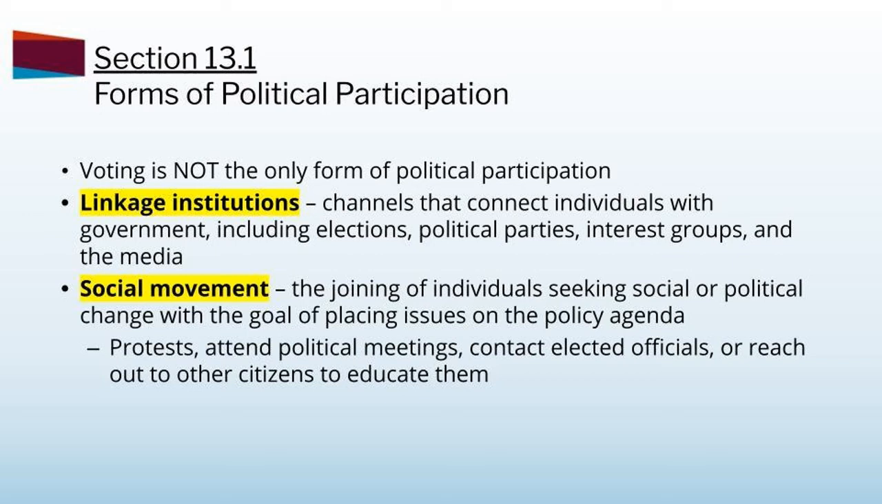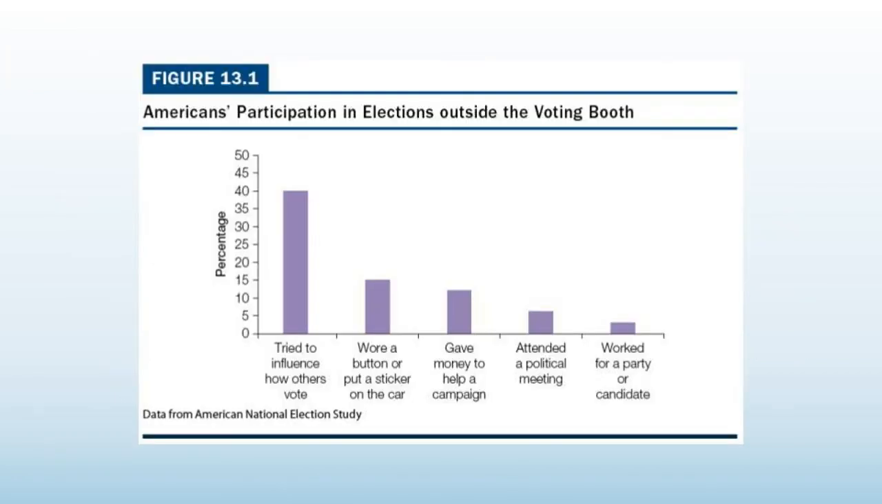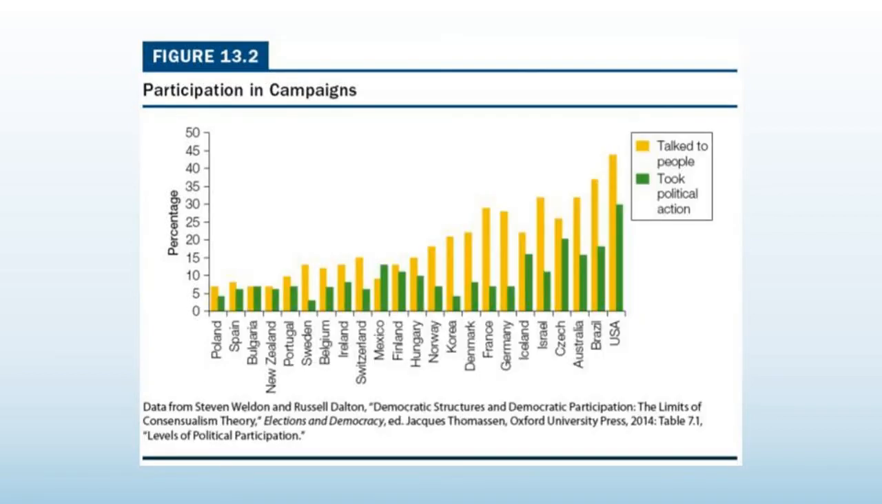Protest, attending political meetings, contacting elected officials, or reaching out to other citizens to educate them are all examples of being part of a social movement and participating in the political process without necessarily voting. In fact, a good chunk of Americans have admitted that they've tried to influence how other people vote. So while Americans don't have high rates of voter turnout, they do talk to people about politics more than most other countries do. So even if you've never voted or ever plan on voting, if you've even talked politics with someone, you have participated in the political process.